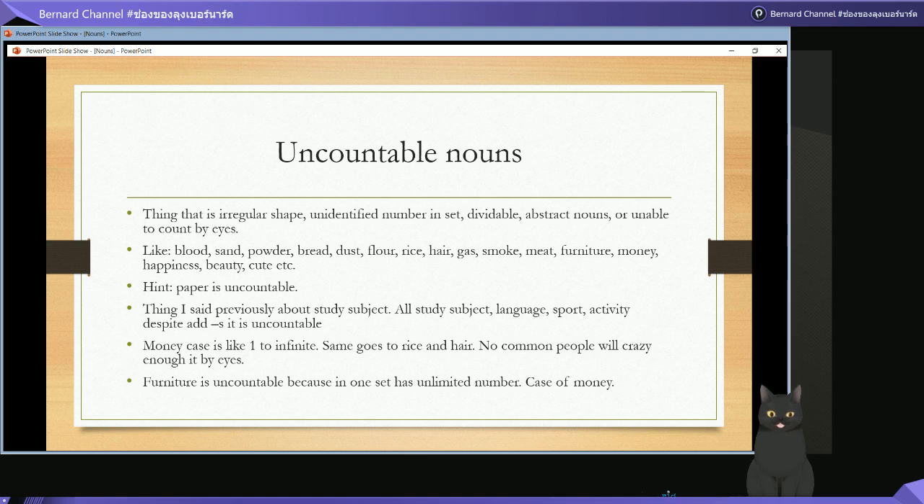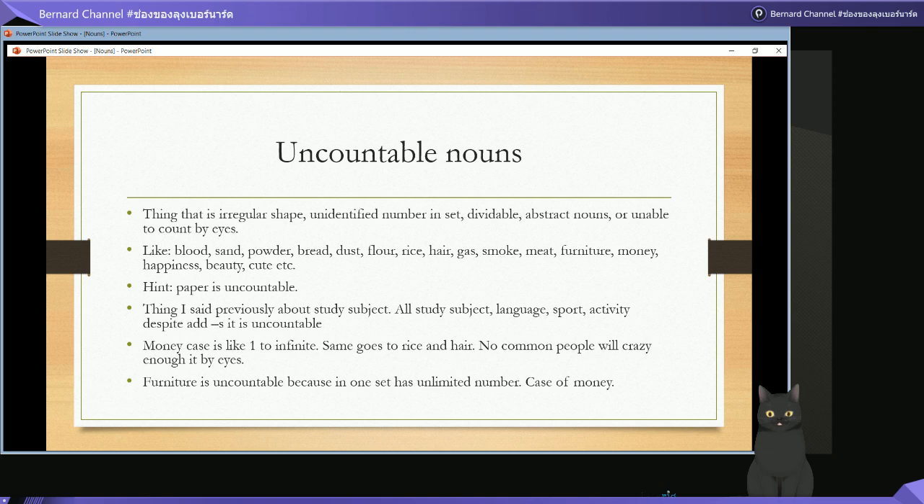Okay. And the last thing that you can put in the uncountable nouns category is the thing that is unable to be counted by eyes only. What is that? Rice. Yes, when you put rice on a plate, are you crazy enough to count every single grain of rice? And the hair on your head. Are you serious to want to count it? Because of this reason, it can barely be counted, the number is very, very much, and it's gonna take a lot of detail to count it. So by this reason, this thing has been put into the uncountable noun category.